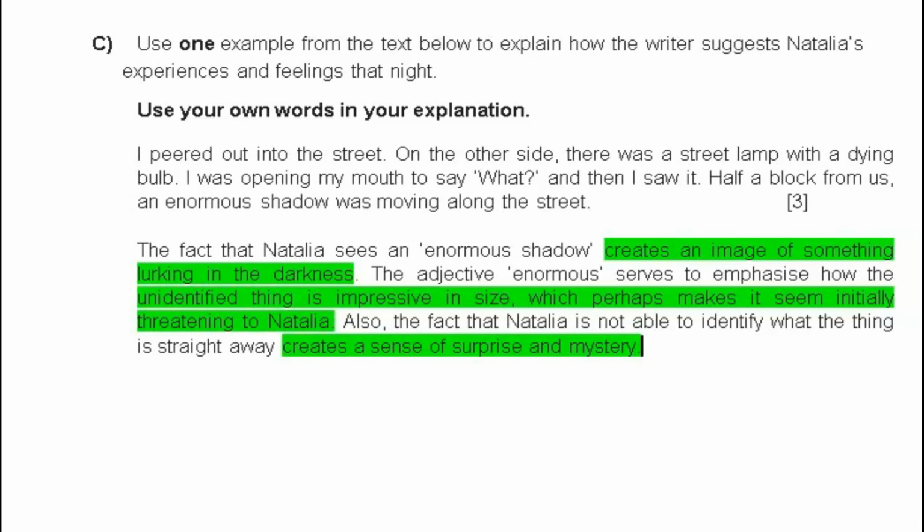If you are a teacher watching this, or if you're a student watching this, I would certainly approach this question in a very similar way as to how you would approach question 2D, which is the writer's effect question.